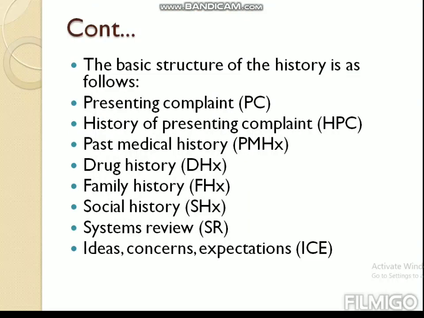This is the basic structure of the history. First, presenting complaint, then history of presenting complaint, then past medical history, then drug history, family history, social history, systematic review, and finally ideas, concerns and expectations. All these points we will discuss in the further slides.